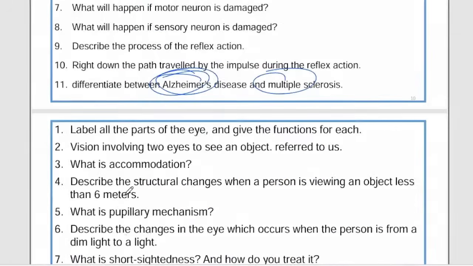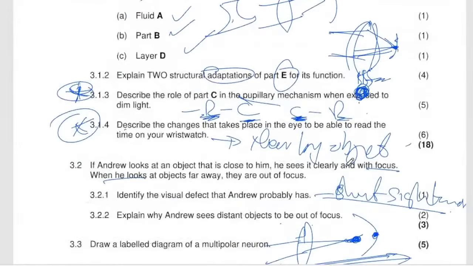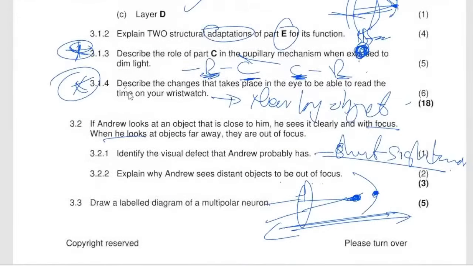Then they are saying that vision involving two eyes, we call it binocular. And what is accommodation? It is the ability of the eye to adjust the focal length of the lens so that you are able to focus near and far objects. Describe the structural changes which happen to a person viewing at less than 6 meters. The question has just been answered here when we were explaining accommodation.